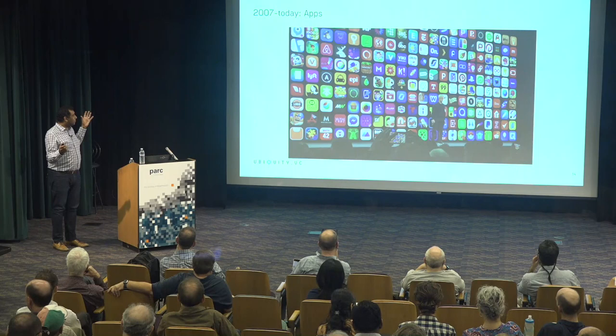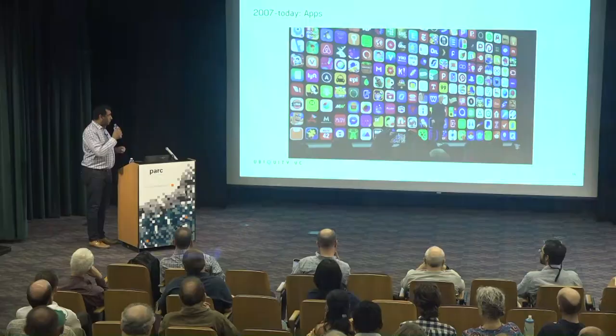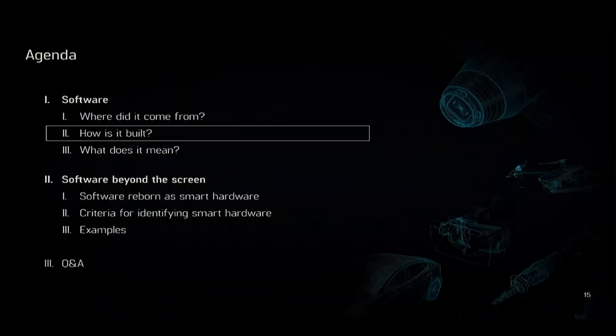It's arguably, you could say, they're the most valuable company because of apps, because of this new way that software showed up. So in a funny way, you could think about these little app icons versus the punch cards and the journey that software has made along the way. And that's sort of the baseline that we're starting with as we enter the real discussion of software beyond the screen. So with that in mind, let's talk about how software is built.